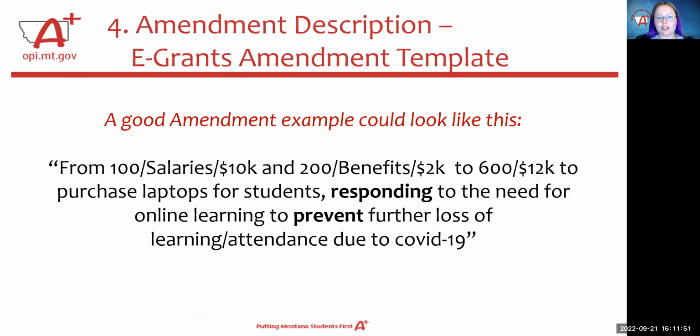And here we've got a good example of what an amendment description looks like. So you can see in this example, $10,000 was moved out of 100, $2,000 was moved out of 200, and then that total $12,000 was moved into 600 for the purpose of purchasing laptops, responding to the need for online learning, preventing further loss of learning and attendance due to COVID-19. So you can see all four parts of that amendment template in here.